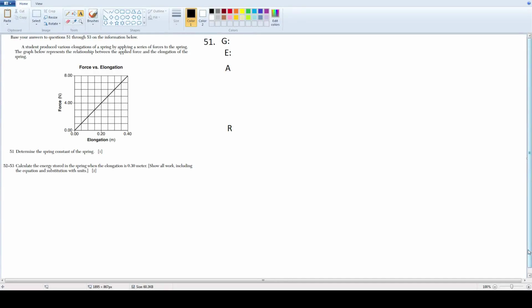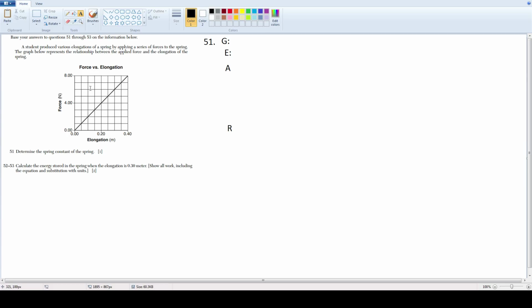We are going to be solving problem 51 from the June 2012 Regents. This problem involves springs and potential elastic energy. To start off, we can start by reading the problem.